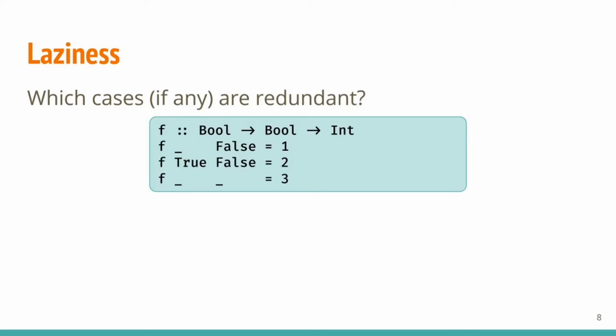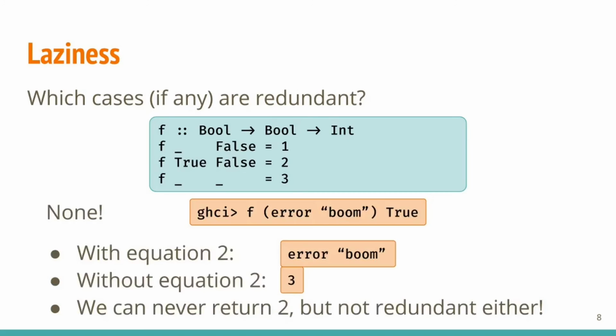Now, Haskell is lazy, but not total. That also reflects in its pattern matching semantics. Take this function here as an example. It might be tempting to think that the second equation is redundant, but in fact it isn't.